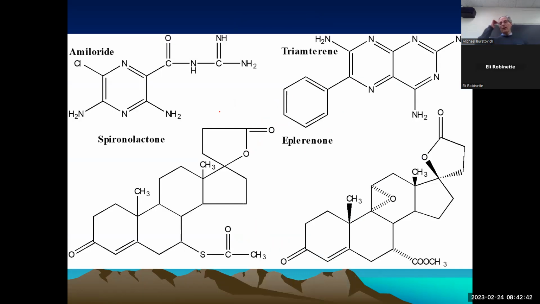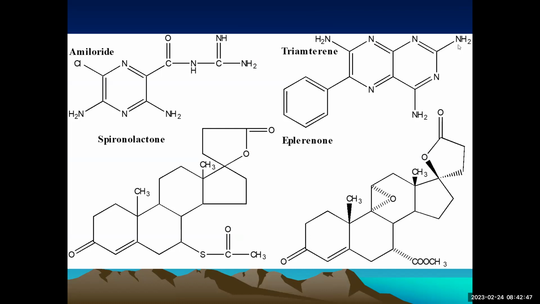Now, as you look at the structure of these drugs, something I really want you to see is that spironolactone is a steroid. Therefore, this drug, side effect-wise, is going to have certain steroid disruptive side effects. Eplerenone is also a steroid, but it does not have the same side effects that spironolactone does. Triamterene and amiloride are not steroids. That is very significant for their side effect profile. So we'll say more about those when we get to those particular drugs.